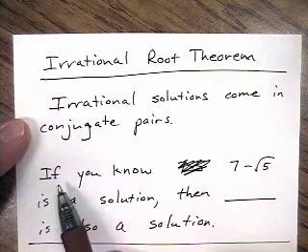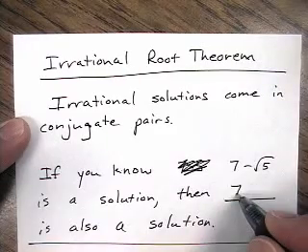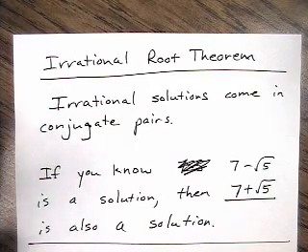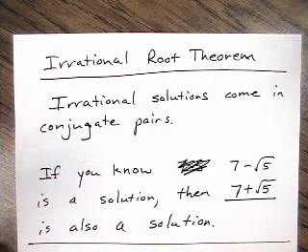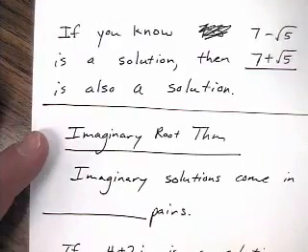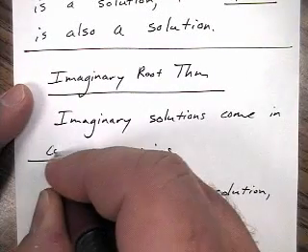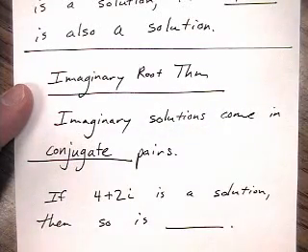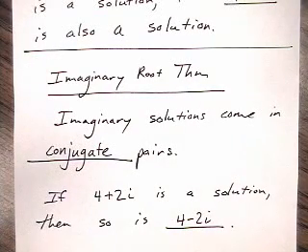goes with it. So if you know 7 minus radical 5 is a solution, then 7 plus radical 5 is also a solution. They come in conjugate pairs. If you know one, you automatically know the other. Guess what? What do you think the imaginary root theorem says? The imaginary root theorem says that imaginary solutions come in conjugate pairs. If 4 plus 2i is a solution, then so is 4 minus 2i. It's just as simple as that.